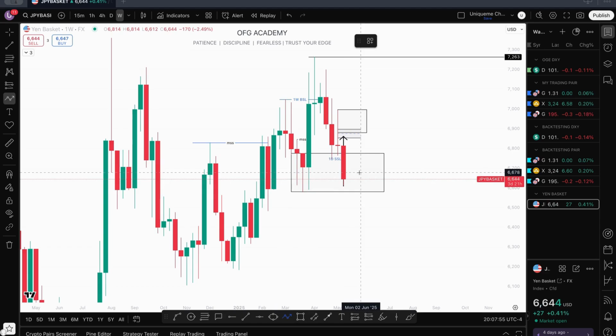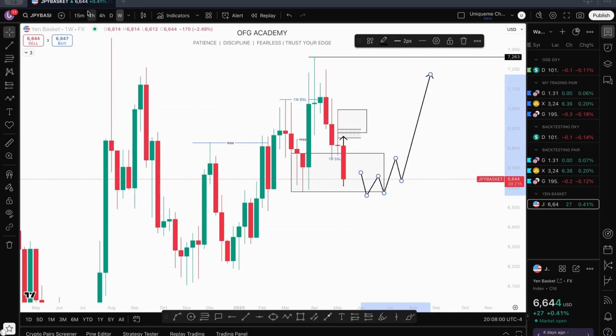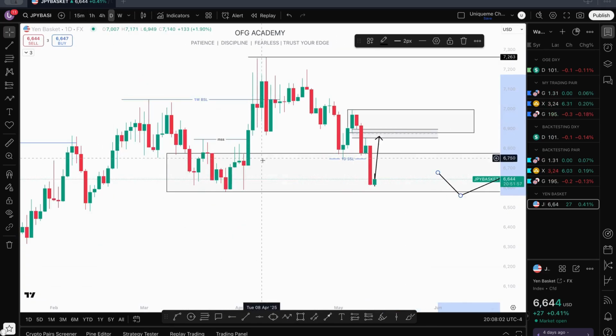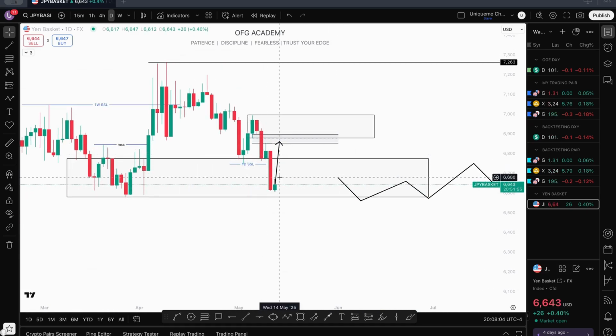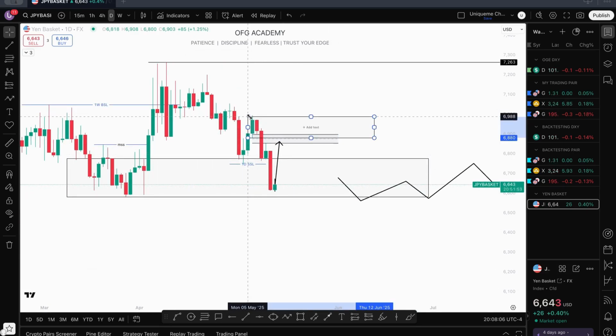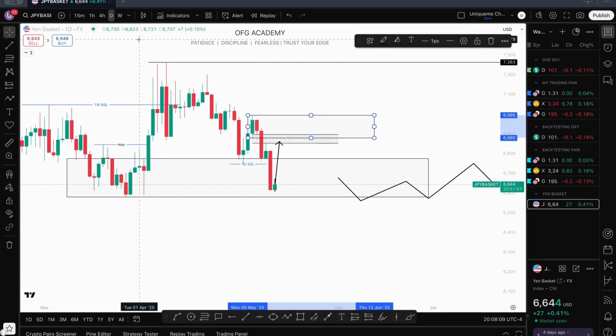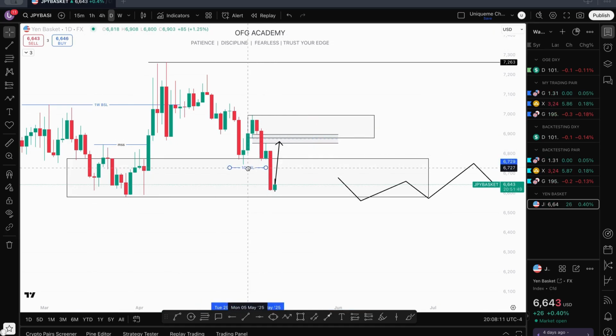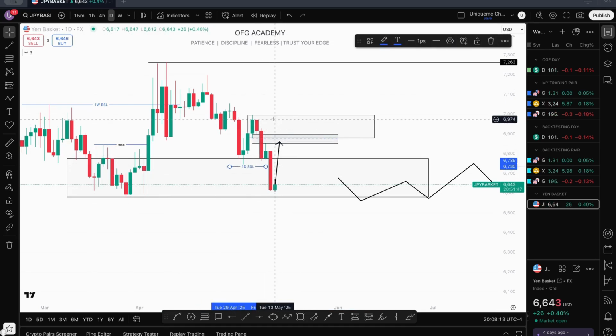price has not done this on daily, I'm still selling on daily. Can you see it? Price has not broken this high. Should I consider it as a sell? But now price has done a break of structure here on daily, fair value gap and order block.